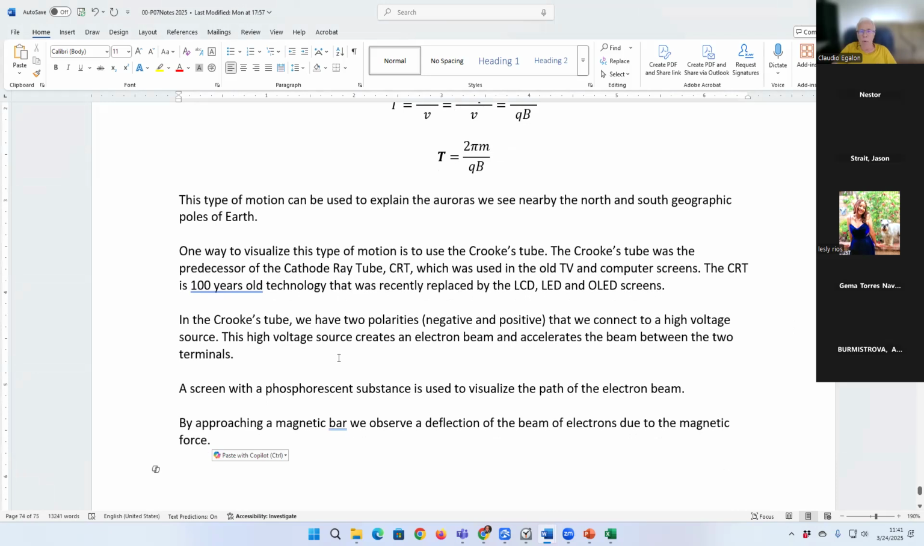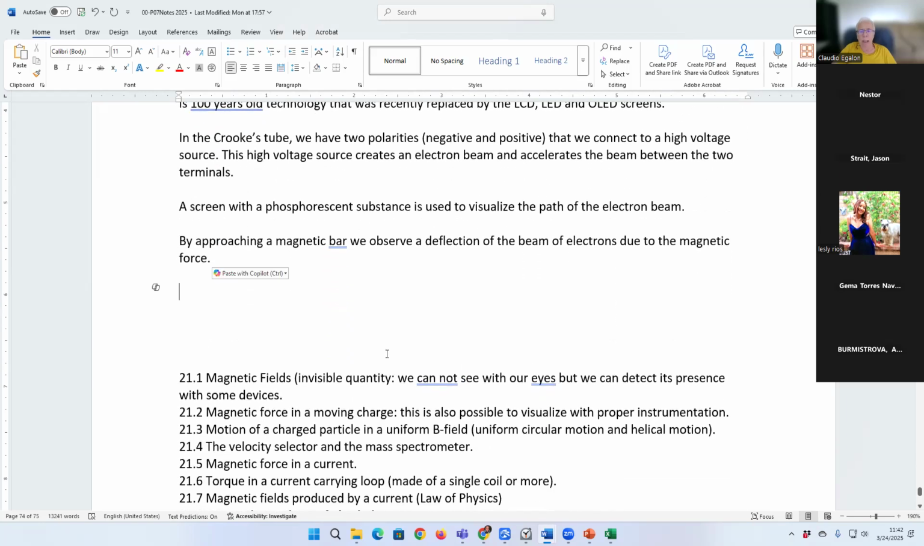The Crookes tube has two polarities, negative and positive, that we connect to a high voltage source, which can be a Tesla coil. A Tesla coil can be one type of high voltage source. This high voltage source creates an electron beam and accelerates the beam between two terminals, one positive and another negative. A screen with a phosphorescent substance is used to visualize the path of the electron beam. The electron beam collides against this phosphorescent substance in the screen. The screen gives out green light.